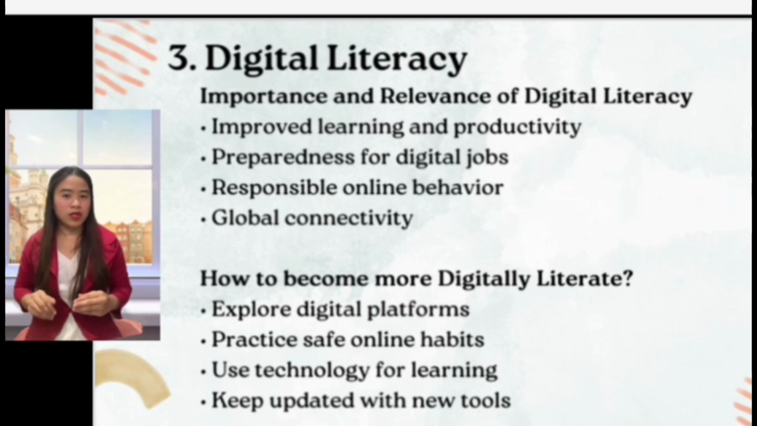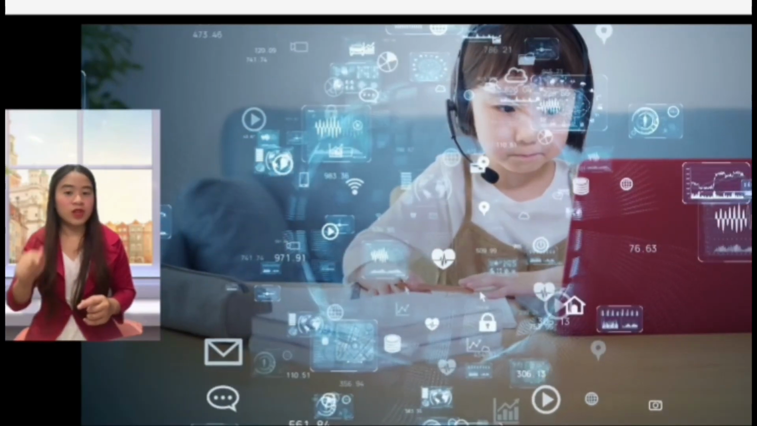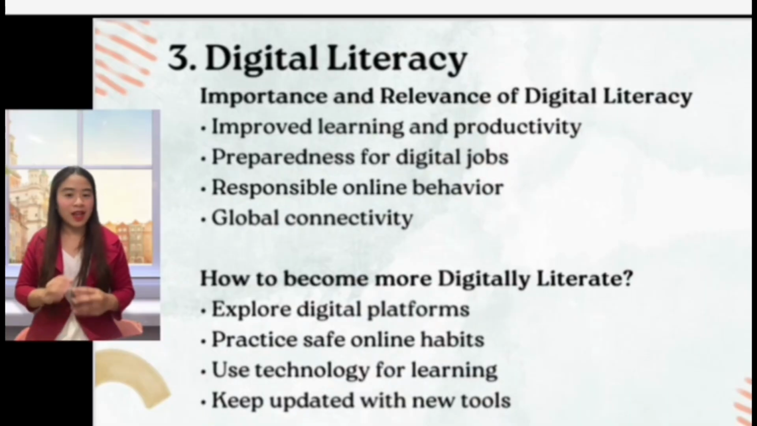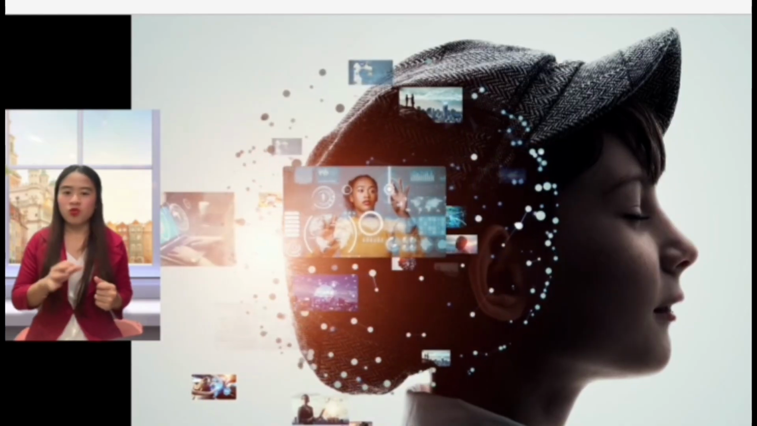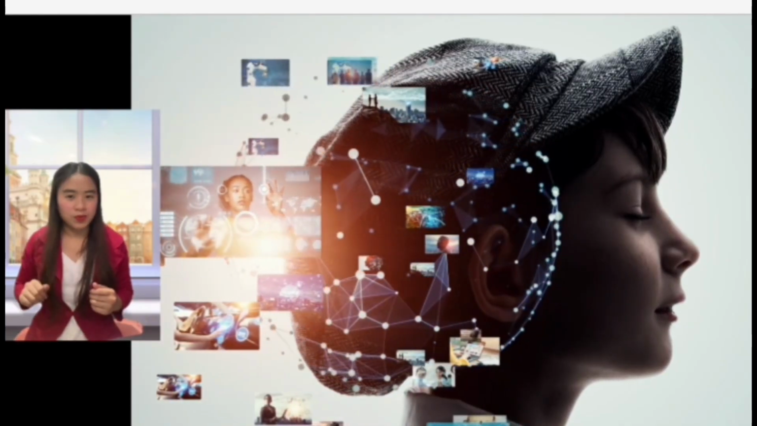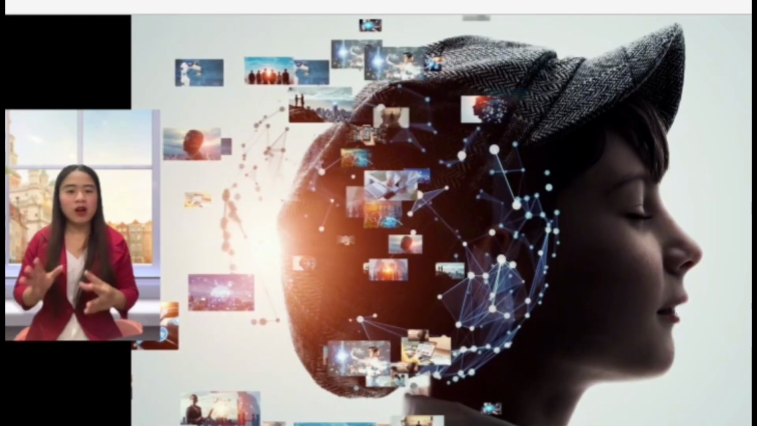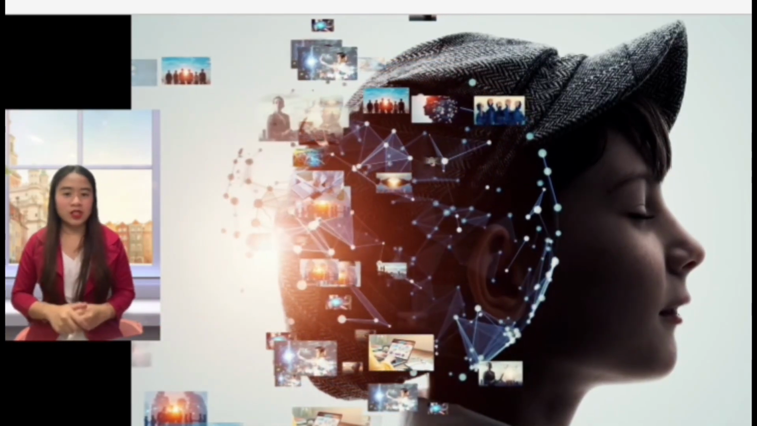Digital literacy also grows when we use technology for learning. Instead of just scrolling for fun, we can use the internet to research, study, and improve our skills. And the last way is to keep updated with new tools. Technology changes fast, so we should always try to learn new apps and programs. So by following these simple steps, we can all become more digitally literate and ready for the digital world.